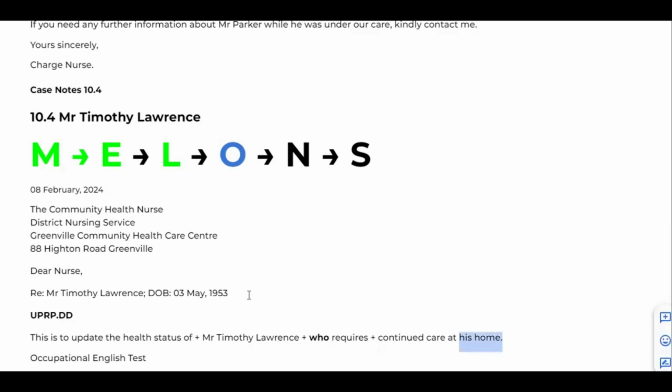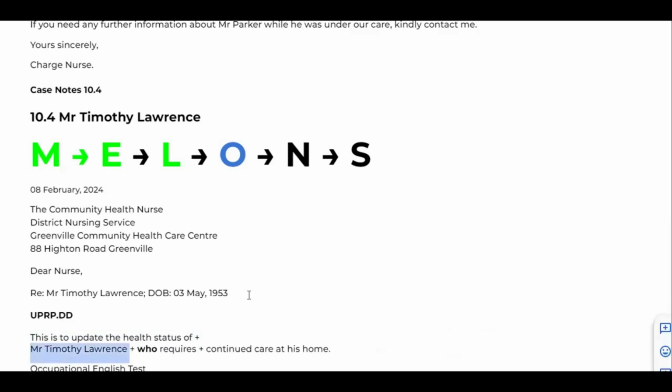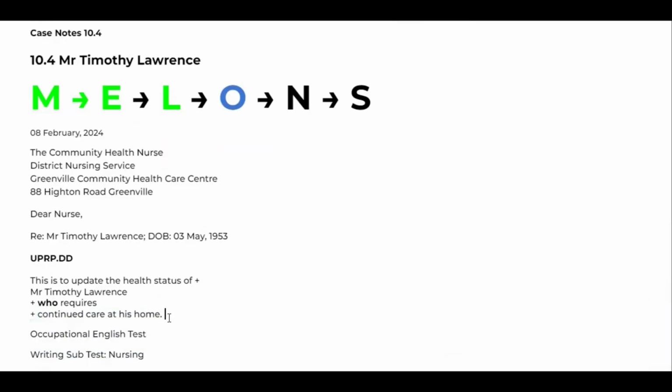At his home is always very important, because sometimes they will think that the patient will come to the community health center and they'll be waiting for the patient. So to avoid the confusion, make sure that the destination is very clearly mentioned there. So we have written: this is to update the health status of, that is U, the second one is Mr. Timothy Lawrence, the third one is who requires, and the next one is continued care at home, that is the purpose.